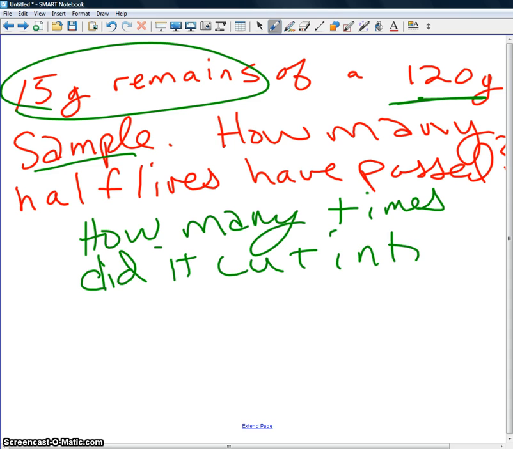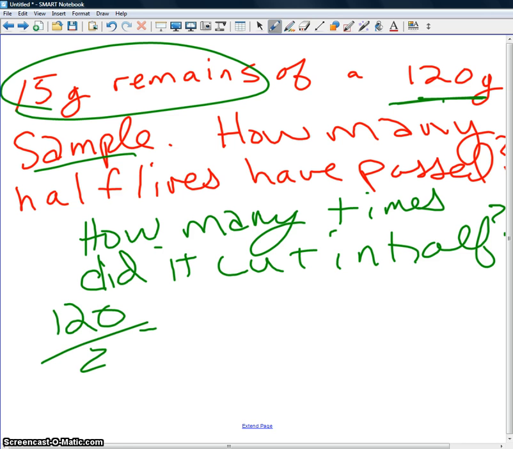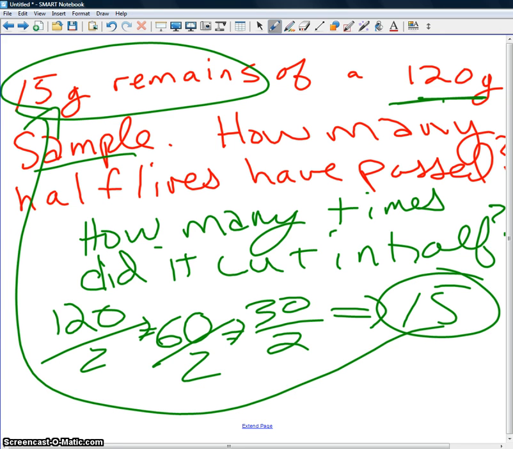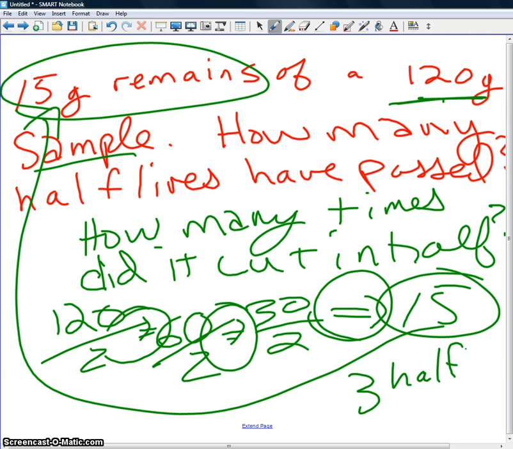So we would say, okay, we went from 120 to 15. Well, 120 cut in half is 60. That didn't get us there. So let's cut it in half again. That gets us to 30. And that didn't get us there. Cut it in half again. That gets us to 15, our magic number. That's what we're looking for. So apparently it took 1, 2, 3 cuttings in half, which is to say 3 half-lives. And so that's how all these problems work. You're just going to be told one thing about what you start with or what you end with, and figure out what it is that they're asking.